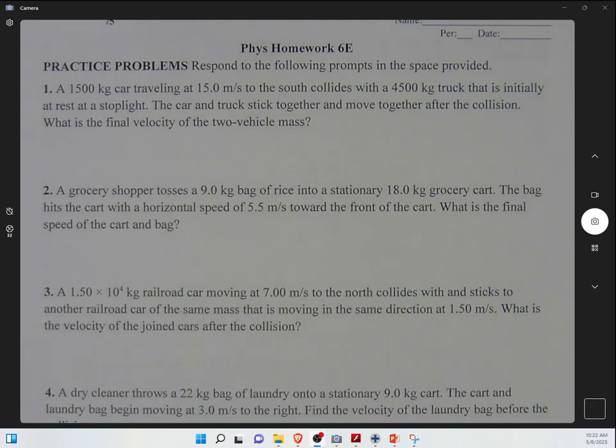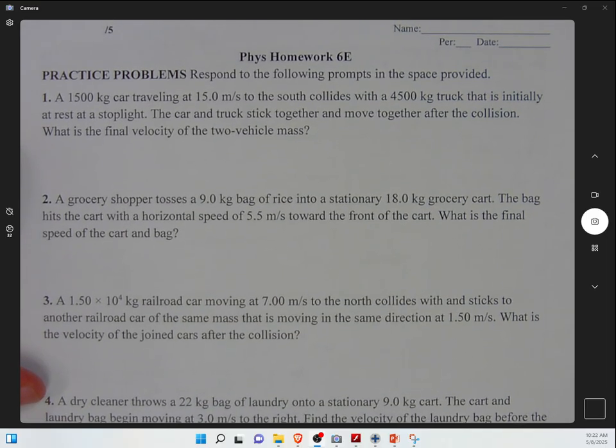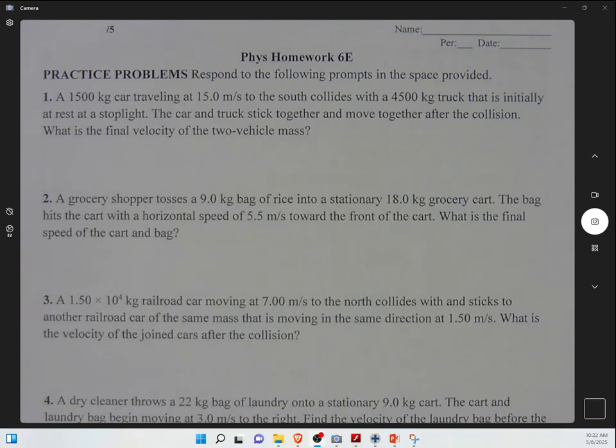Alrighty, so let's go over this. Now, to be perfectly honest, this homework assignment is one of the candidates for trimming down a little bit, so just stick with me here as we go through and not have a lot of room to show our work.